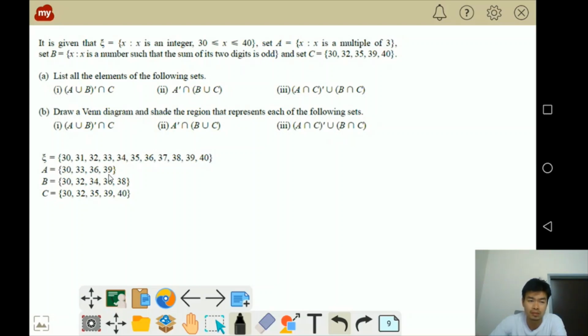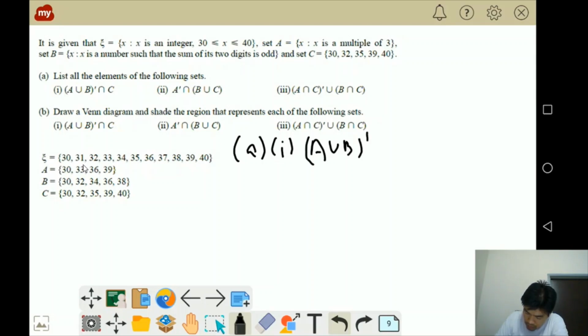A union B prime, what does it mean? It means everything outside of set A and set B, as long as it is not including the elements in set A and set B. I'm going to list down A union B prime here. So it is everything in the universal set, as long as it is not in set A and set B. So 31, which is not in set A and set B, then 35, 37, and 40. So this is A union B prime.